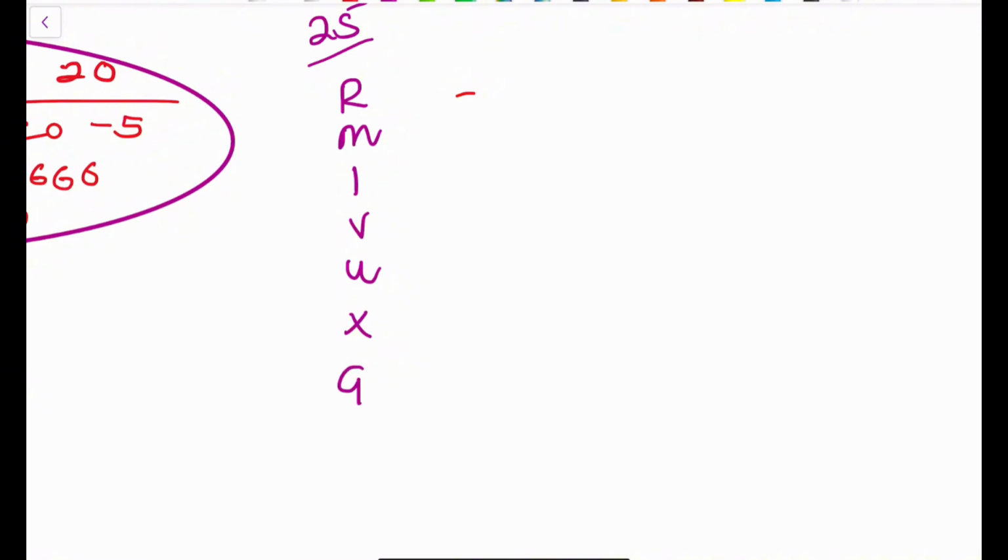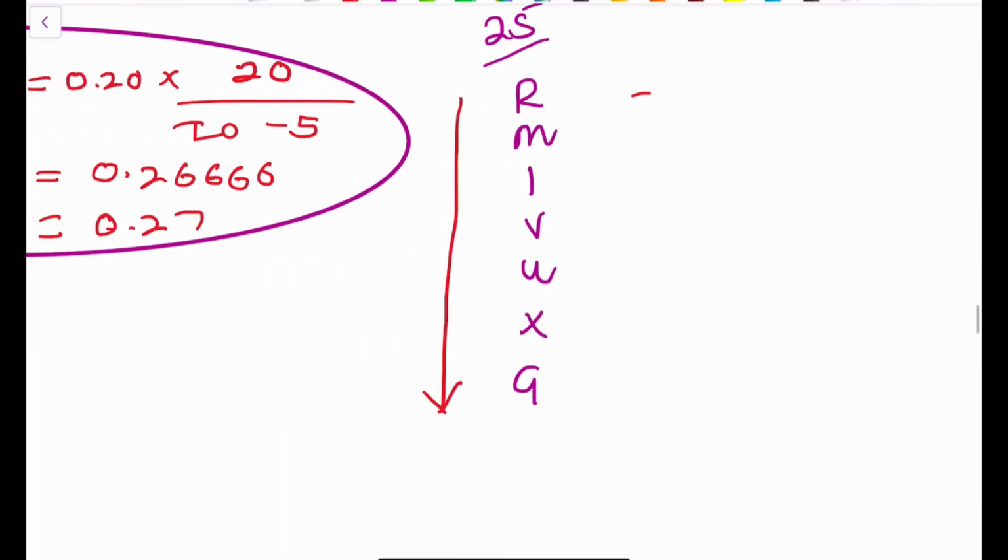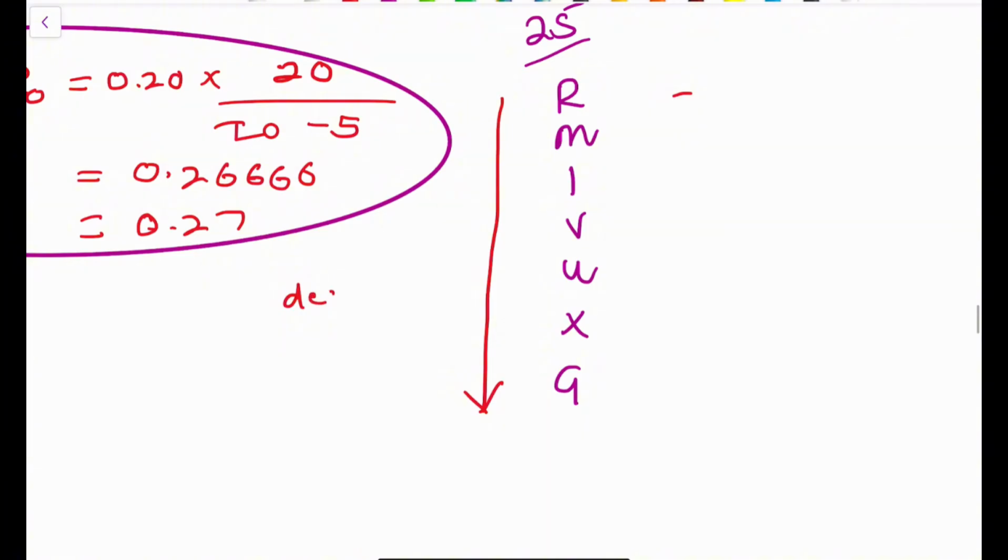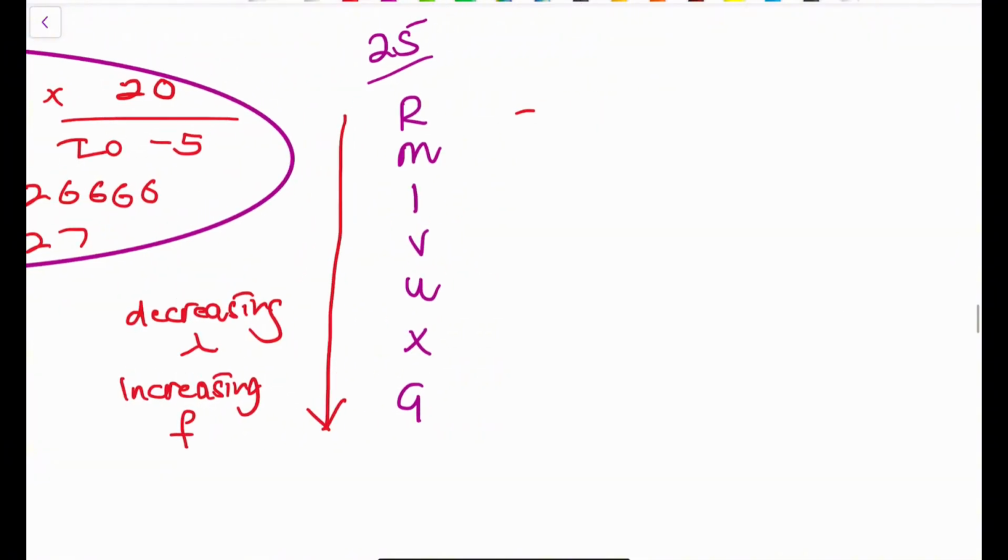Right, so this is what we use, and we know that as you go down, this is going to be decreasing. It's going to be decreasing lambda, but increasing f. So let's start with radio.